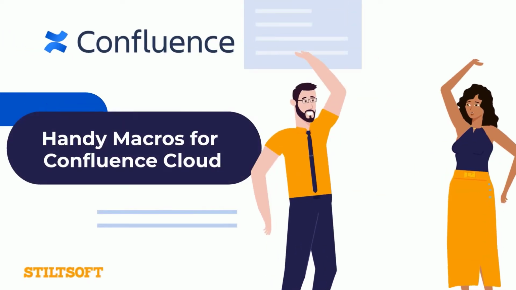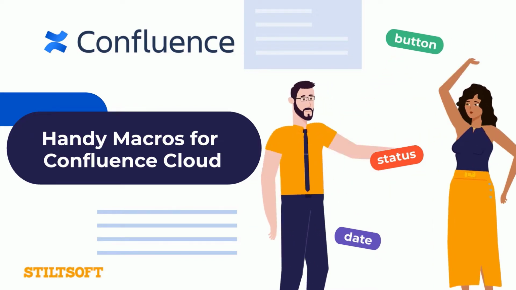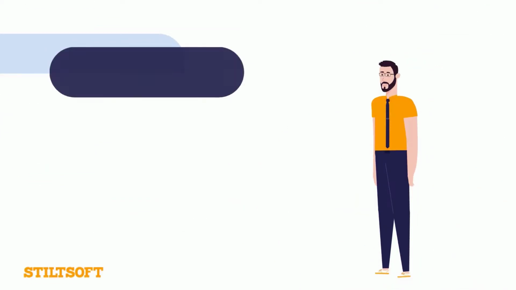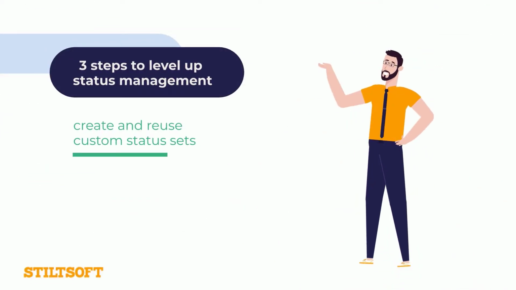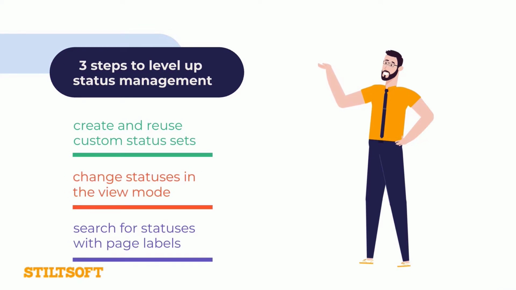You can use Confluence as a knowledge base for documentation, product requirements, or team collaboration on a project. Effective status management is a must in any case. With handy macros for Confluence, you can create and reuse custom status sets, change statuses in the page view mode, and search for specific statuses with the help of page labels.